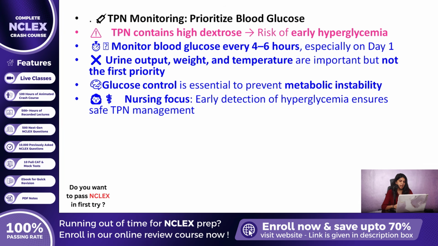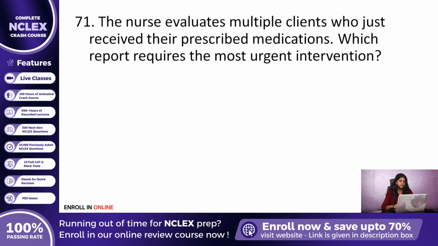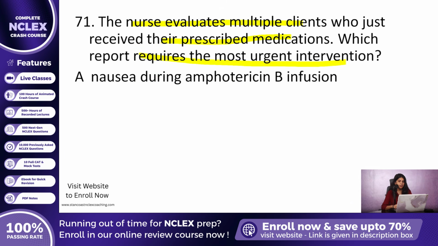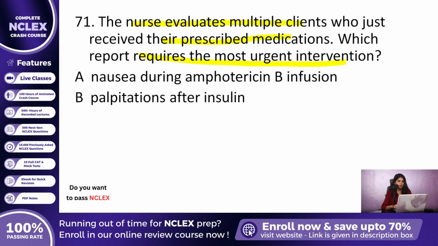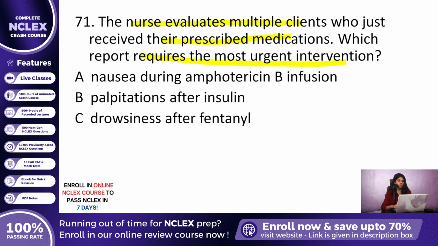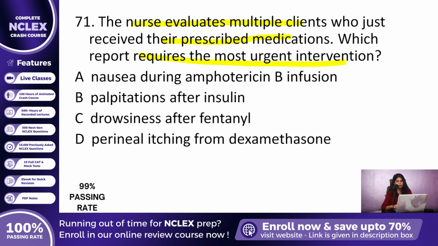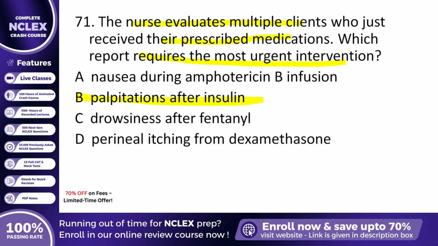Question 71. And finally, let us end with a question focused on post-medication monitoring. The nurse evaluates multiple clients who just received their prescribed medications. Which report requires the most urgent intervention? The options are nausea during amphotericin B infusion, palpitations after insulin, drowsiness after fentanyl, or perineal itching from dexamethasone. The correct answer is option B, complaints of palpitations after receiving rapid-acting insulin.